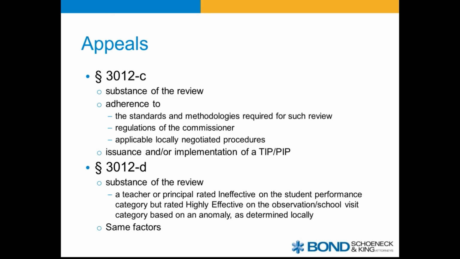I think that regardless of this language, the substance of the review, even if it's not related to being rated ineffective on student performance but highly effective on observation, I think it would still be appealable. I think it would still be related to the substance of the review. So I don't think this changes much in terms of what you would negotiate in your appeals procedure. So if you have a pretty good appeals procedure already, I don't think there's much that needs to be done in terms of negotiating the appeals procedure.